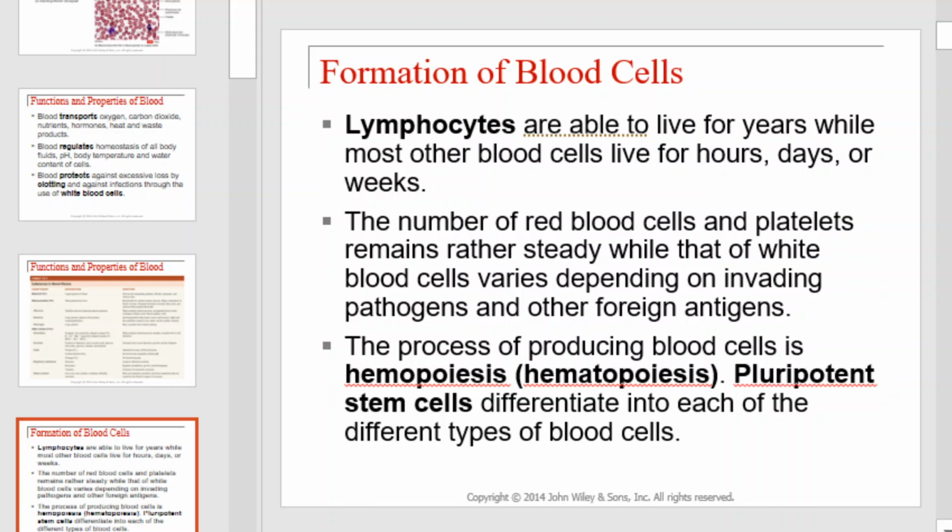Lymphocytes are able to live for years, while most other blood cells live for hours, days, or weeks. The number of red blood cells and platelets remains rather steady, while that of the white blood cells varies depending on invading pathogens and other foreign antigens. The process of producing blood cells is hemopoiesis, or hematopoiesis. Pluripotent stem cells differentiate into each of the different types of blood cells.